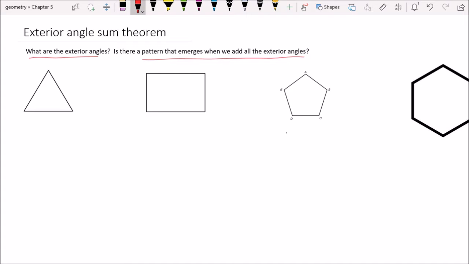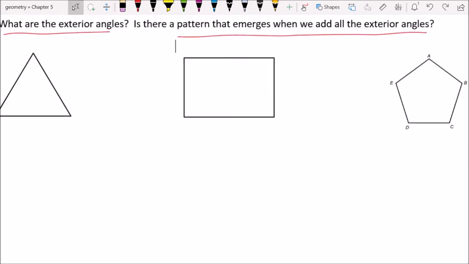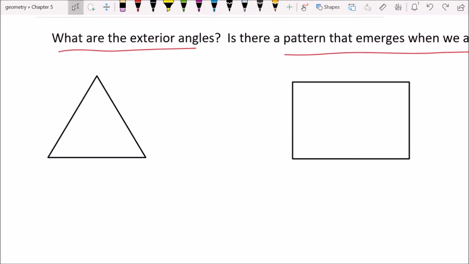The first thing that I need to show you is what an exterior angle is. I remember when I learned this, I first thought it was all the way around the outside, but it turns out that's not what it's defined as. An exterior angle is the angle that's formed if we extend out these sides. So if I extend, and extend, and if I extend. Okay, these are exterior angles. And so the question is, what happens if we add all those up?